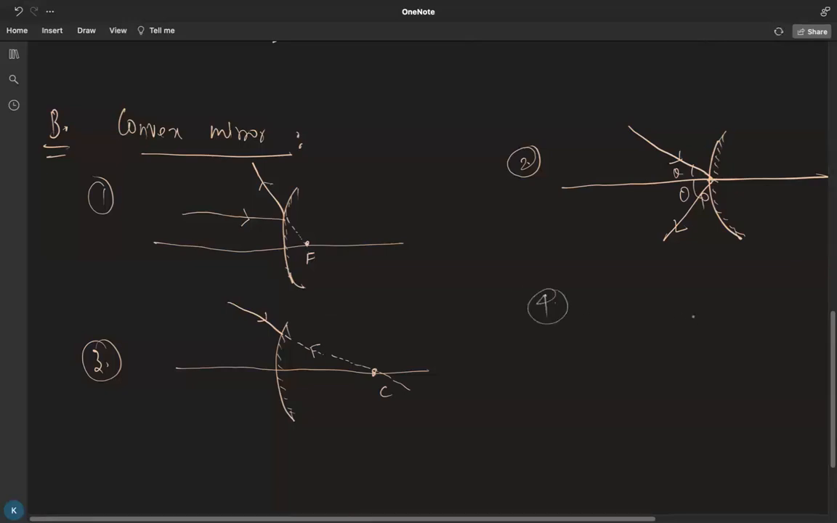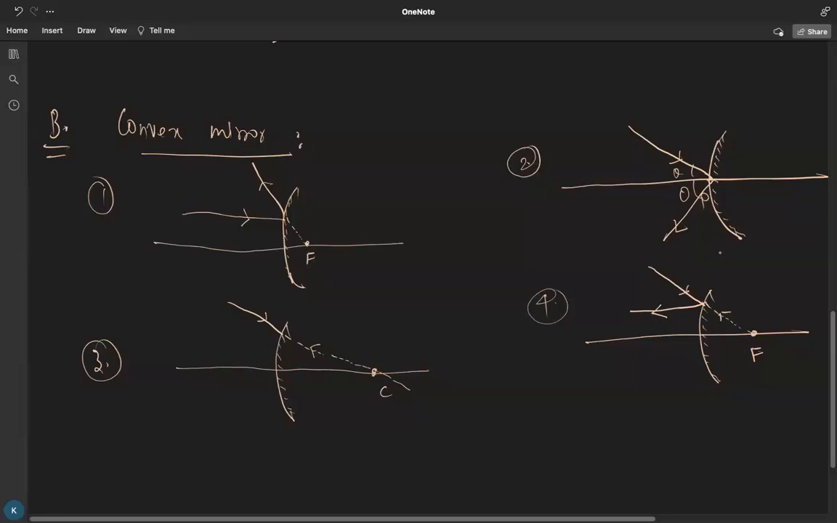The fourth one: again, let us suppose this is our convex mirror, and a ray of light is incident toward the focus. After reflection, it goes parallel to the principal axis. This is the incident ray, which appears to pass through the focus. After reflection, the ray of light goes parallel to the principal axis. So these are the things that you have to keep in mind.